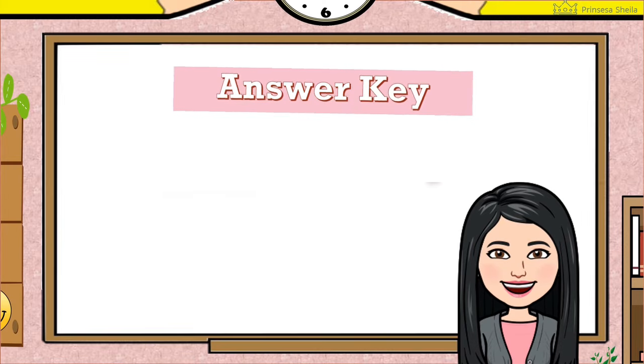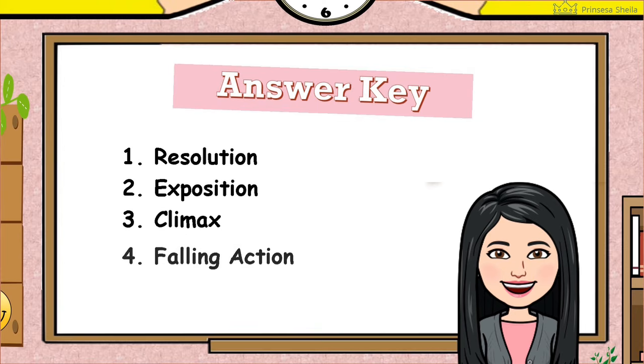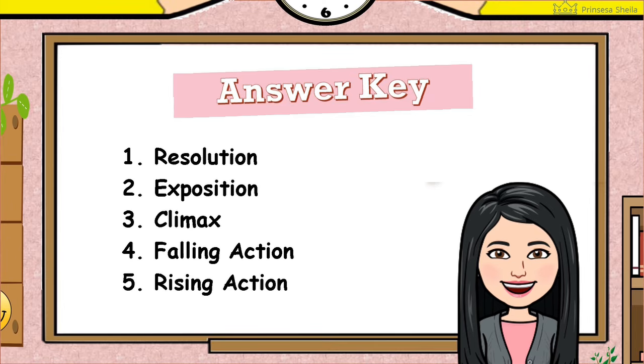Here are the answers. Number 1 is resolution. Number 2 is exposition. Number 3 is climax. Number 4 is falling action. Number 5 is the rising action.